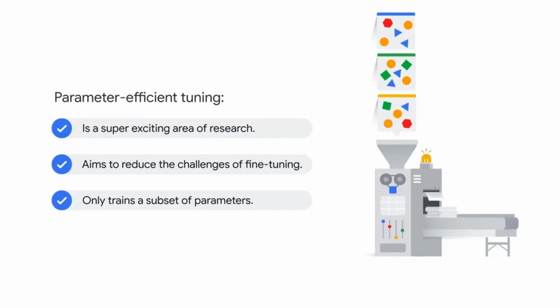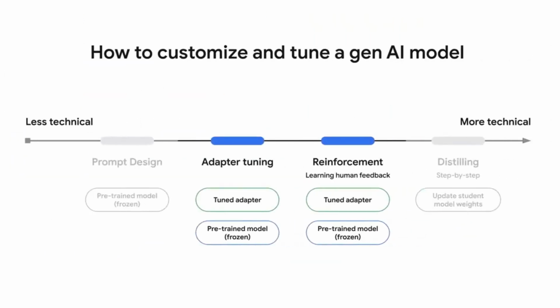This involves making smaller changes to the model, such as training a subset of parameters or adding additional layers and embeddings. This approach has gained significant attention in the research community, as it aims to reduce the challenges of fine-tuning large language models by only training a subset of parameters. For example, you can have adapter tuning, which is supervised tuning. It lets you use as few as 100 examples to improve model performance. Reinforcement tuning, which is unsupervised reinforcement learning with human feedback.